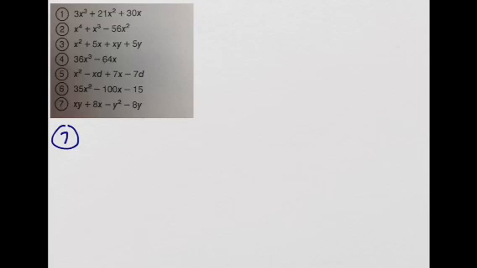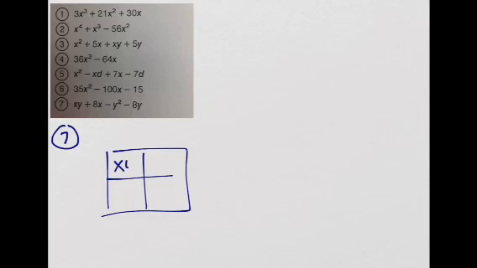Number 7 is another 4-term polynomial, so I'm going to do the little grid right away. xy, 8x, negative y squared, negative 8y. So the greatest common factor in the first row is x. Then right here, y times x gives me xy. Right here, 8 times x gives me 8x. Right here, negative y times y gives me negative y squared.